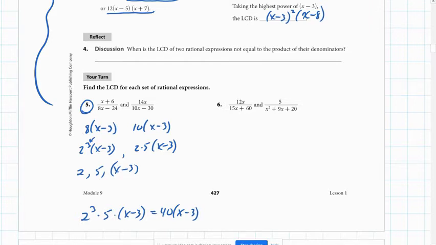Another way to get 40 is to just look at what is the least common denominator for 8 and 10, and that is 40. Okay, so 40 times x minus 3 is our least common denominator. All right, I'd like you to try one more. Try example 6. So pause your video and then press play when you're ready to see the solution.